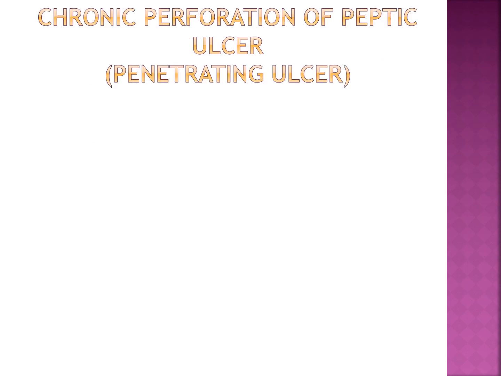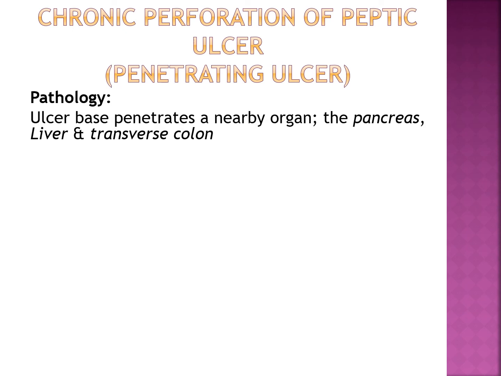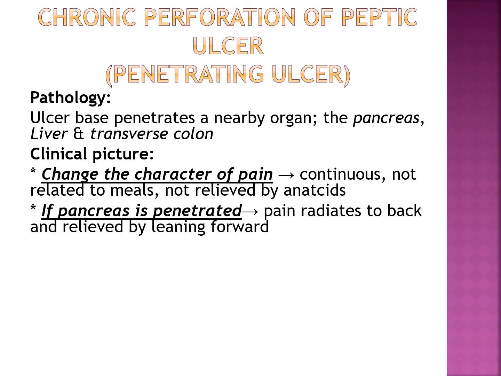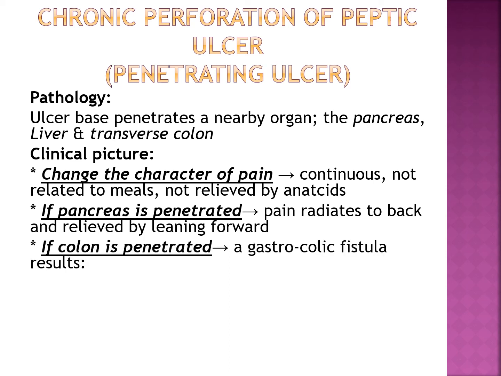The third complication of perforation of peptic ulcer is the chronic perforation with forming a fistula to a nearby organ, which might be the pancreas, the liver, or the transverse colon, and the clinical picture is mainly presented by the change in the character of already known peptic ulcer pain. The pain becomes continuous, not related to meals, and antacids no more relieve this pain. And if the pancreas is penetrated, the pain will be radiating to the back and relieved by leaning forward.